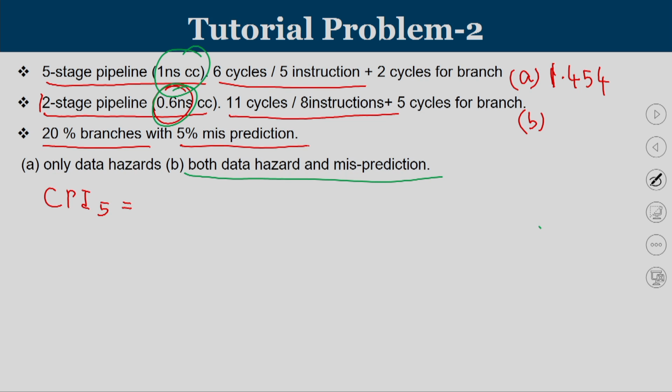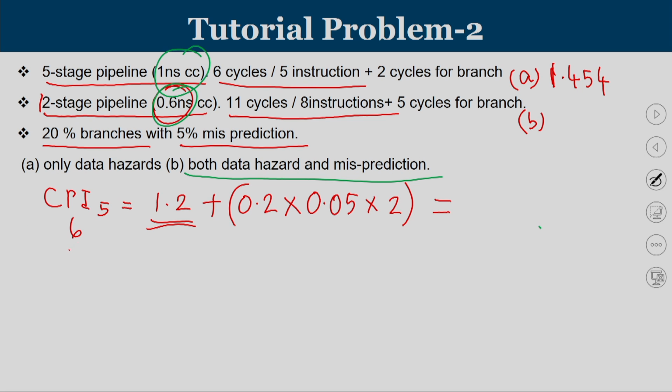So, the CPI of the first machine, with the data hazards, is 1.2, plus there are 20% branches. Out of the 20% branches, only 5% are going to be mispredicted, and that much is the stall caused by the branch. This value 1.2 is the stalls incurred by the data hazard, that is your 6 by 5. So this will give you a value of 1.22.